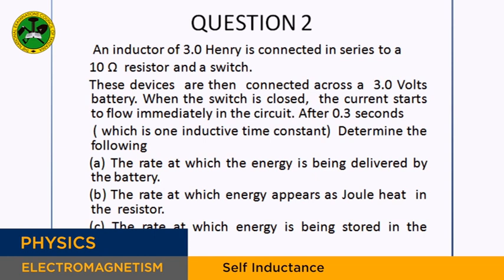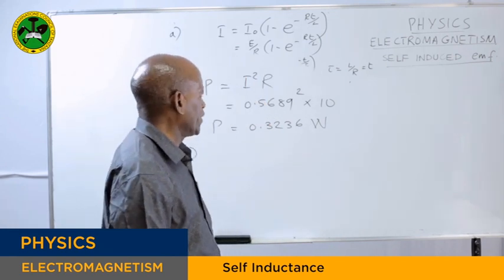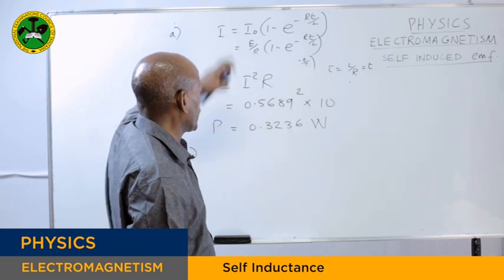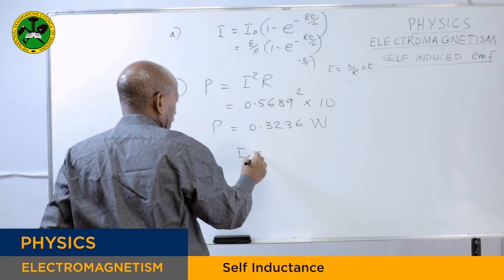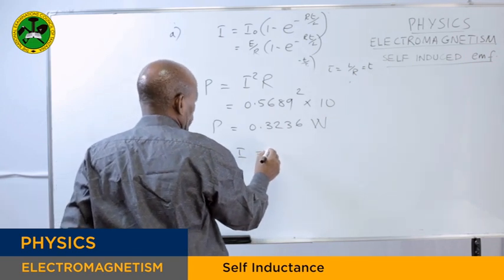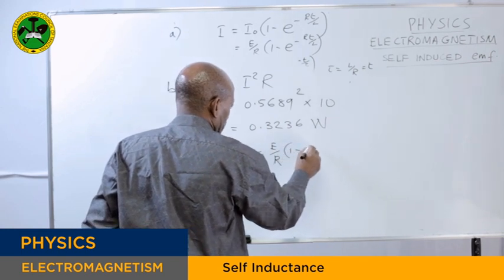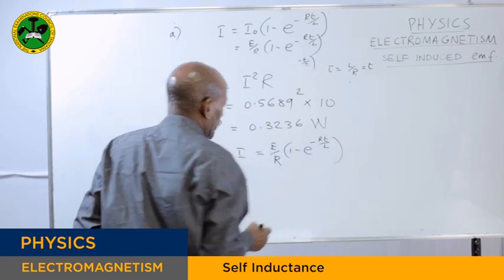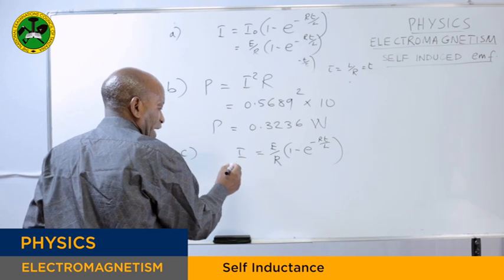Okay, let's go to part C. We need to determine the rate at which the energy is being stored in the magnetic field. This requires us to go back to our basic equation, which I can write again here: I is equal to I naught, which is equal to E over R, into 1 minus e power minus Rt over L. So we need to determine the rate of change of the current.